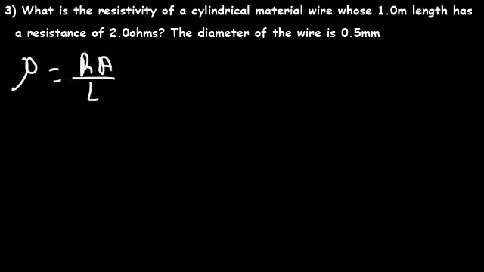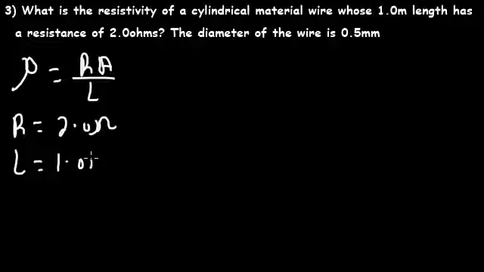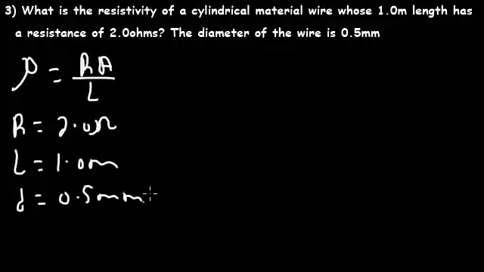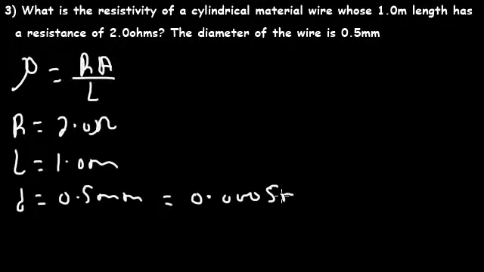So now, let's figure out what we know. We are given the resistance of the wire, and that's 2.0 ohms. We are not given the area, but we can definitely find the area. We are given the length of the wire L, that's simply 1.0 meter. Instead of the area, we are given the diameter D of that wire, that's 0.5 millimeter. However, since diameter is a distance, it has to be measured in meters. Millimeter to meter we divide by 1000. So 0.5 divided by 1000 gives us 0.0005 meter.